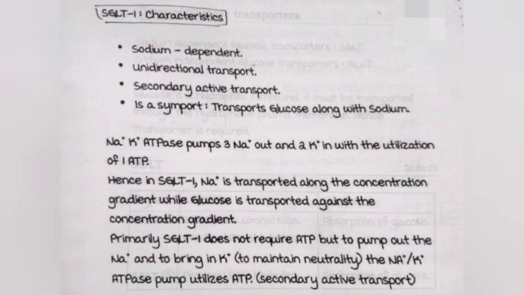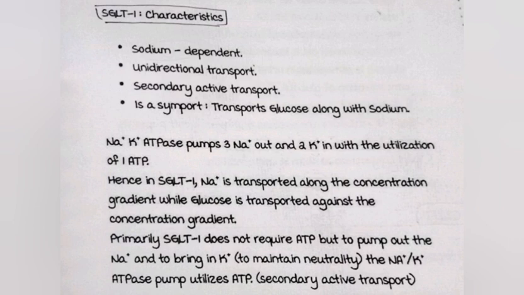Okay, so the characteristics of SGLT1: it is sodium dependent and unidirectional. It is a secondary active transporter, and it is a symport, transporting glucose along with sodium. Why do we call it a secondary active transporter? Because this transporter does not use ATP directly. It works along with a concentration gradient, but that concentration gradient is created by a second channel which uses ATP.